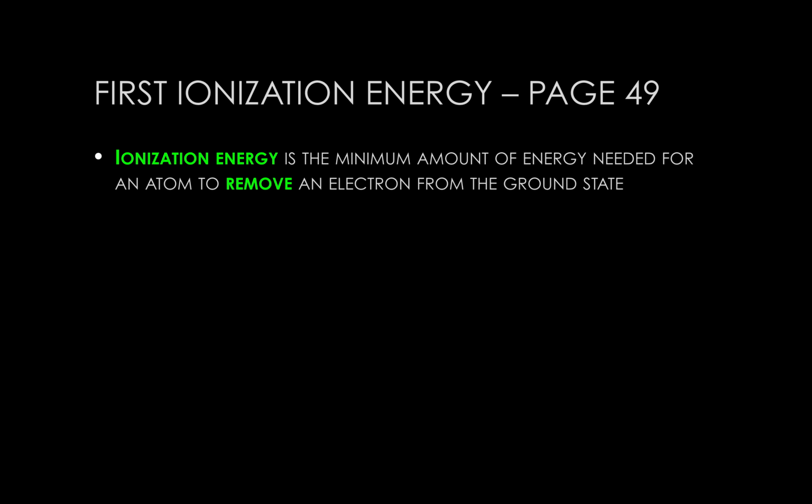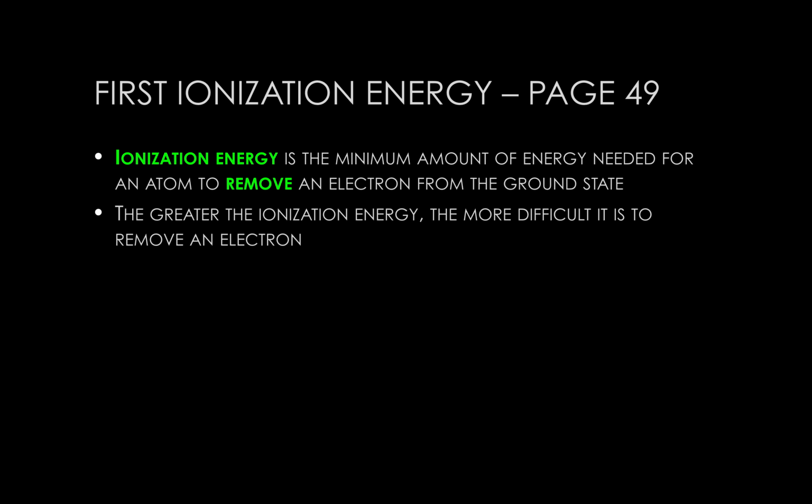Ionization energy is just the minimum amount of energy needed for an atom to remove an electron from the ground state. When we talk about first ionization energy, that's the energy required to lose the first electron. So you can also have second ionization energy, or you can have third ionization energy. And realize that as you remove one electron, the nucleus will have a greater pull. So ionization energy increases the more electrons that you remove.